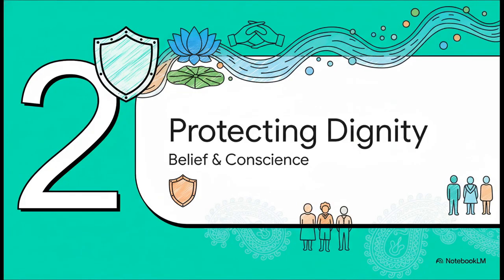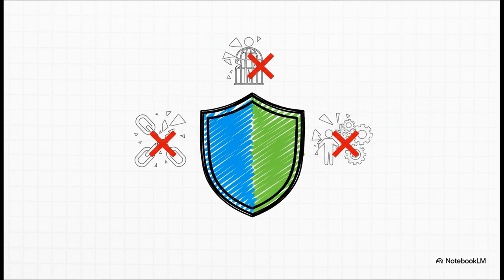Okay, so this shield doesn't just protect your political freedoms. It also guards something much more personal: your basic human dignity, and your right to believe what you want to believe. This next layer is all about protecting the vulnerable and preserving India's incredible diversity. Now, this one is pretty straightforward, but it is so important.